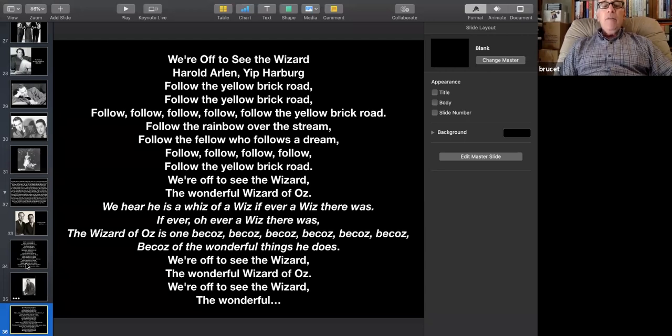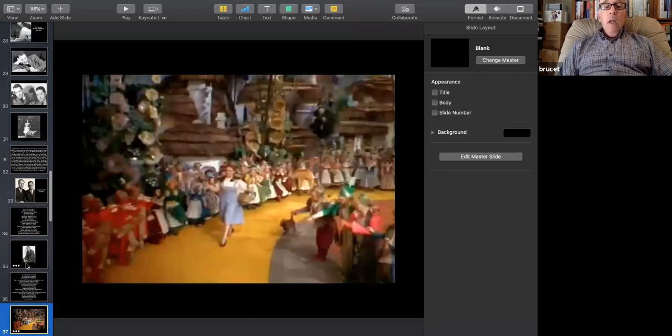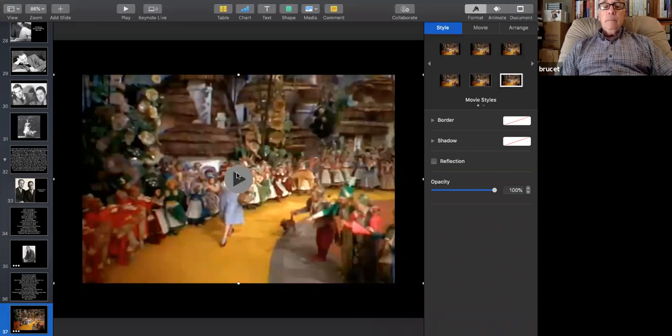The lyrics are familiar to us, but this is Yip Harburg doing what Ira Gershwin did in It Ain't Necessarily So. So these incredibly brilliant rhymes. We hear he is a whiz of a whiz, if ever a whiz there was. If ever, oh ever, a whiz there was, the Wizard of Oz is one because of the wonderful things he does. So again, well, let's just do it.